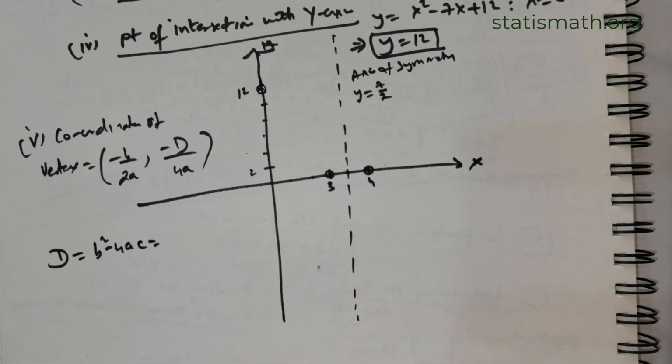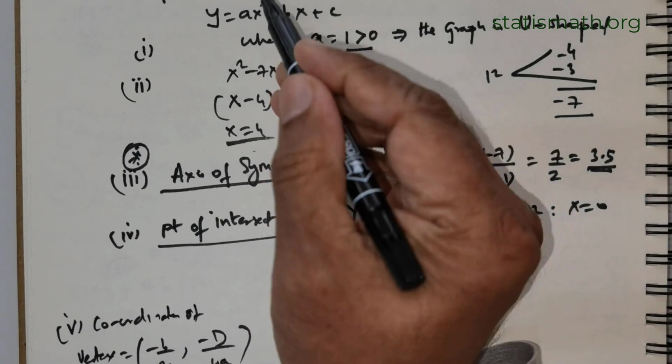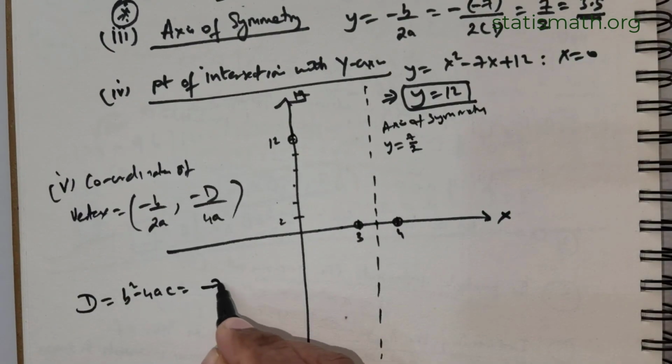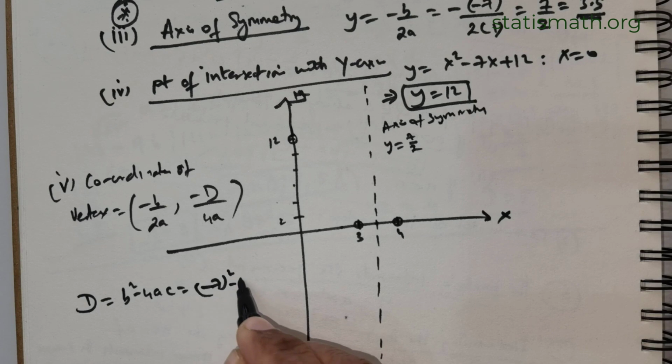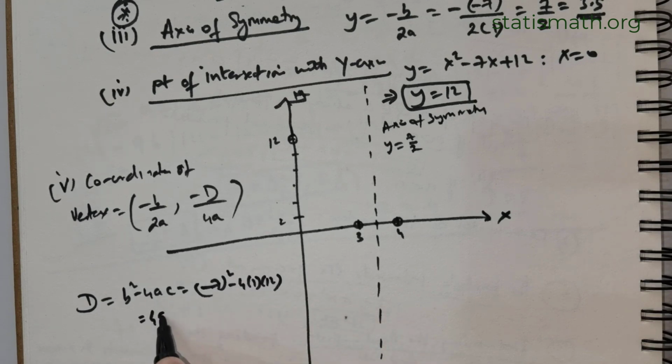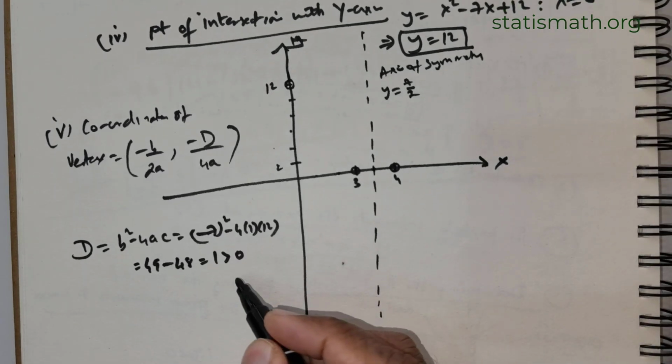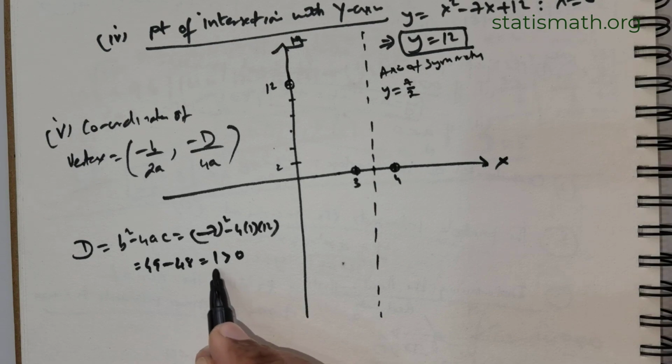Now the value of b from the given question is going to be negative 7. So I'm substituting negative 7 squared, minus 4 times a, which is 1, and c is 12. This is going to be 49 minus 48, which is 1. So it's greater than 0. So the roots are real and distinct, but it doesn't matter. We have already found out the roots. But this has given us the value for d.